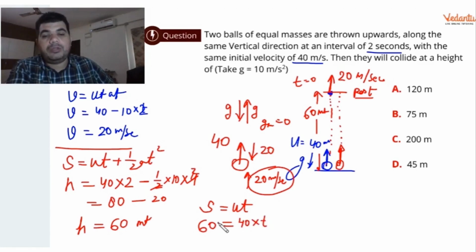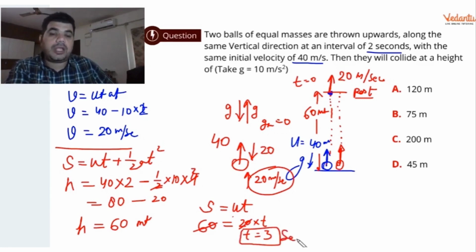Oh, sorry. Not 40, because we have to put what? Relative velocity that we have to put. So relative velocity is how much? Relative velocity is, you can say, 20. So the time is, my dear student, 3. 20 times 3 is 60. So time is equal to, my dear student, 3. So in 3 seconds, the ball will collide.